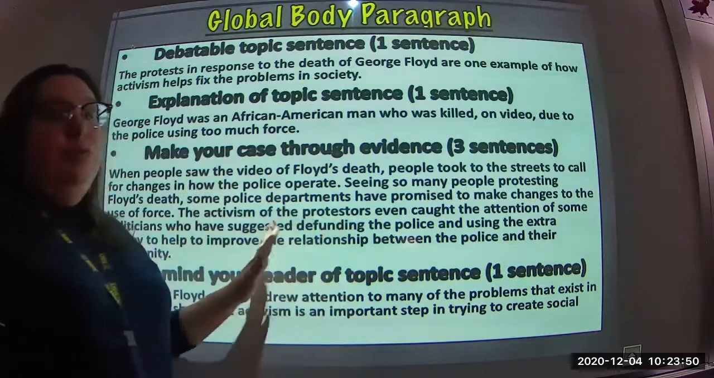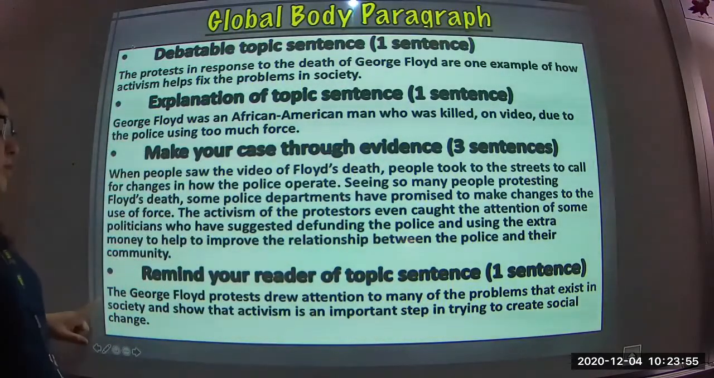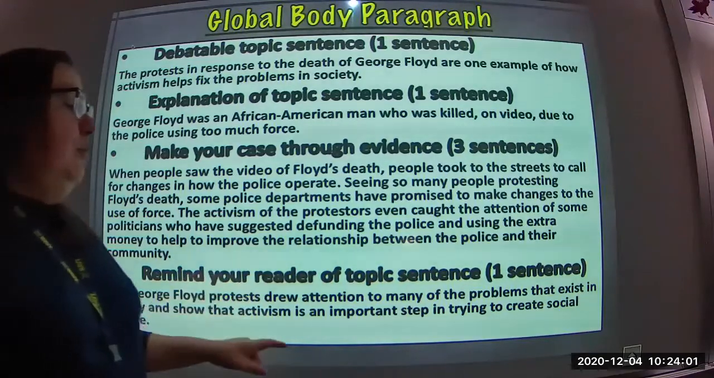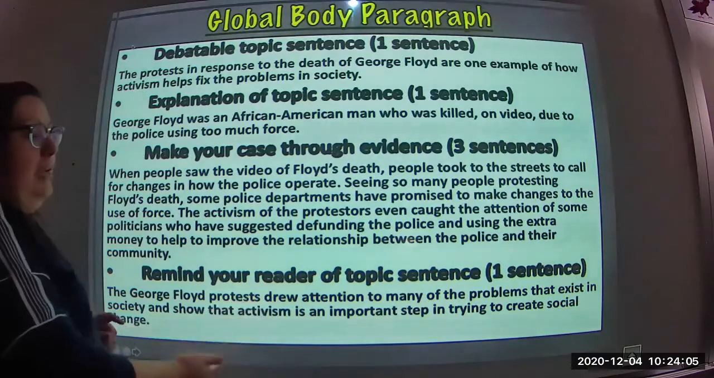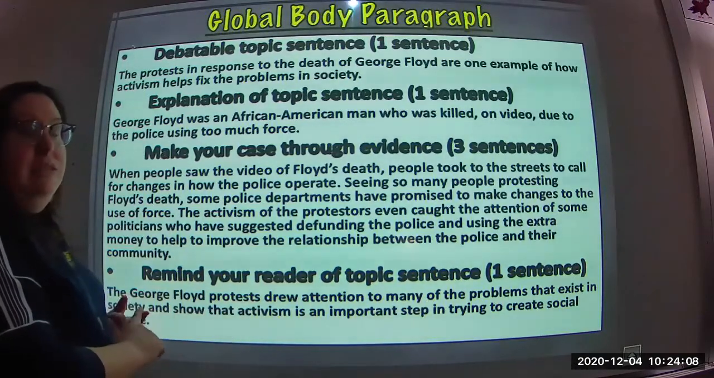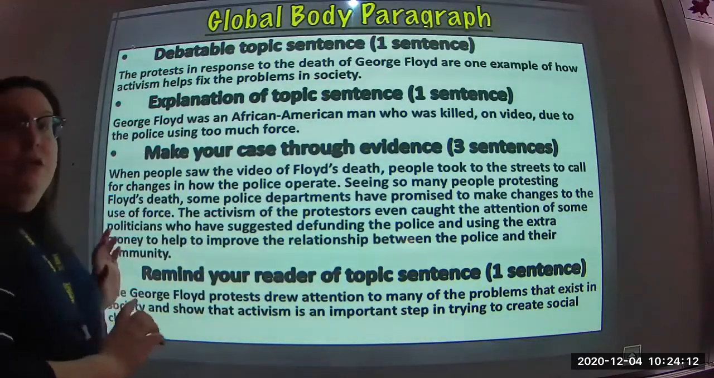But again, it's only 3 sentences. I've explained it, and now I'm gonna wrap it up. The George Floyd protest drew attention to many of the problems that exist in society and show that activism is an important step in trying to create social change. Again, I'm reminding the reader of both my thesis and my topic statement and the example that we were talking about. So this is an outside one.